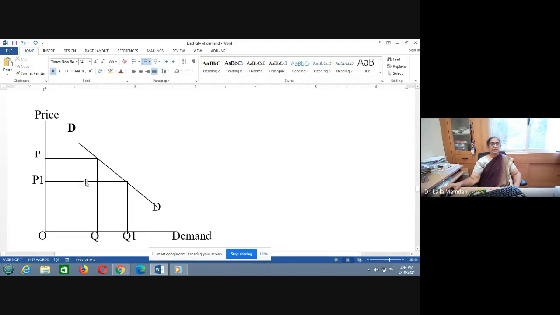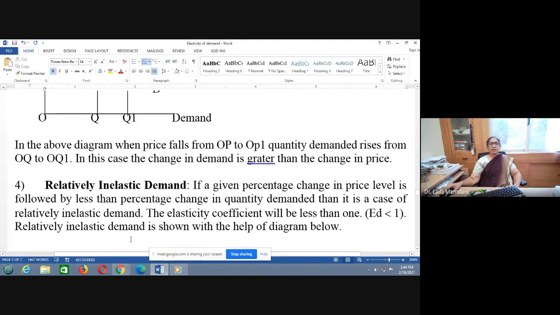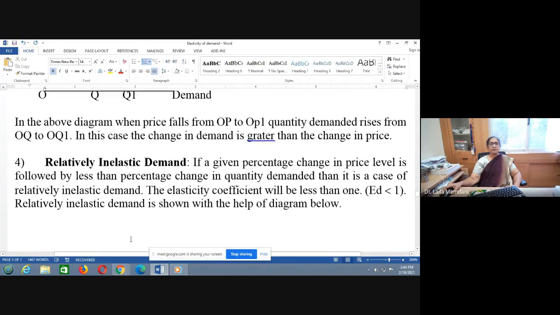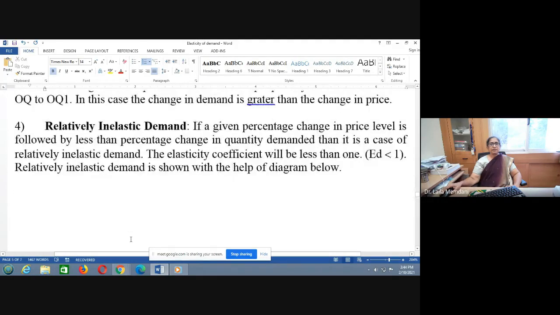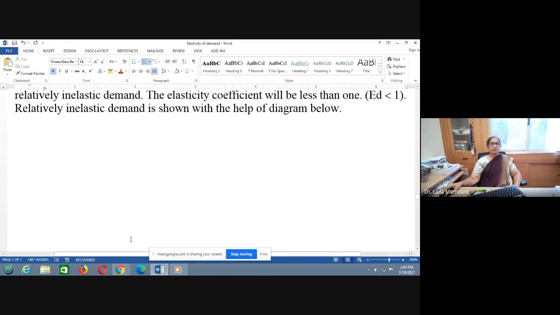So there is a slight change in price from OP, the price falls to OP1, but the demand extends more from OQ to OQ1. Demand is said to be relatively elastic, and the elasticity coefficient is greater than 1. Then relatively inelastic demand: a big change in price brings about a slight change in demand. So the change in price is more, but the change in demand is very little.